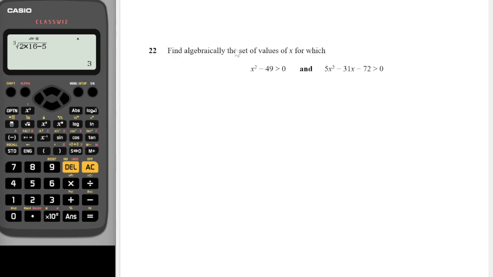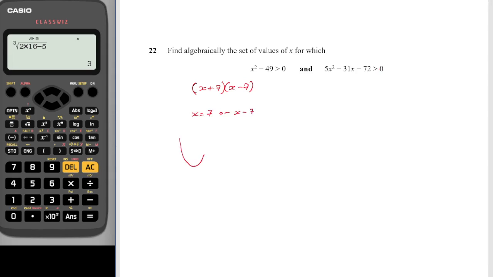Okay, question 22. Find algebraically the set of values for x for which x squared minus 49 is greater than 0 and x squared minus 32x minus 72 is greater than 0. So if I start with x squared minus 49 and I solve it being equal to 0, that's a difference of two squares, so that would be (x plus 7)(x minus 7). So I would have two values, either x is equal to 7 or x is equal to minus 7.